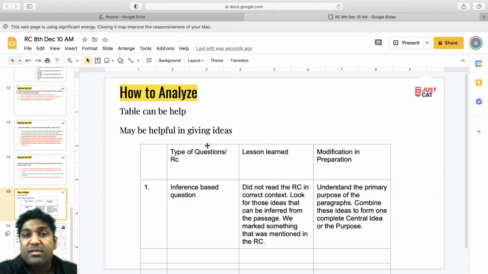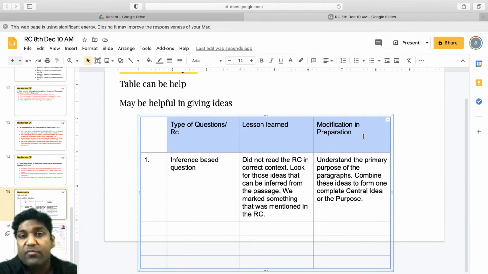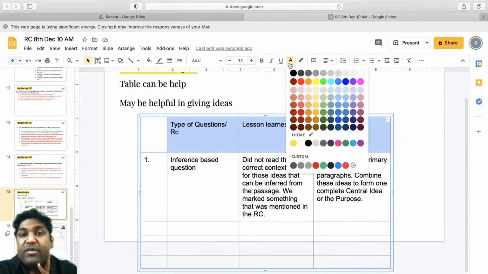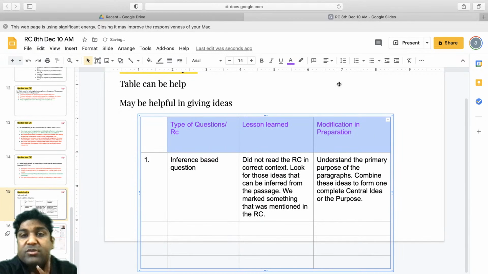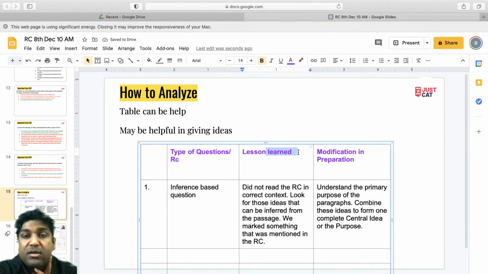So this is one way in which you can analyze your questions: type of RC question, lessons learned, and modification in the preparation. These techniques can be helpful for you to do that. You can type in the type of question, lesson learned, and modification in preparation.